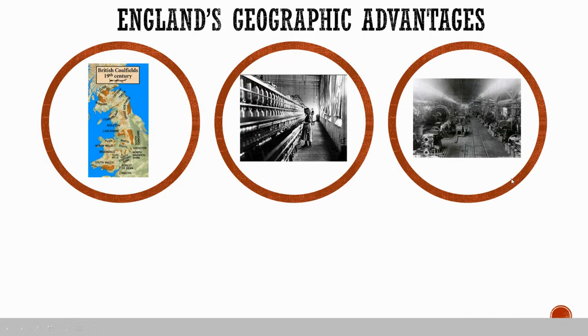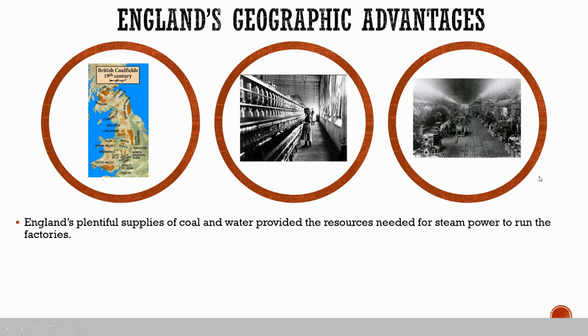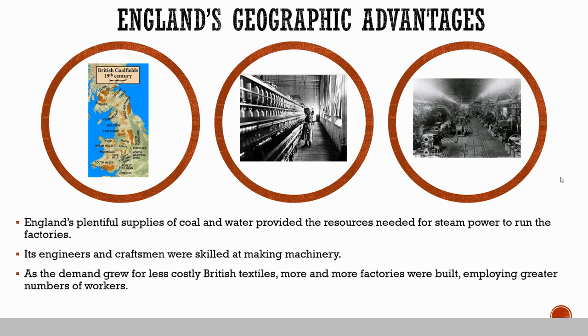So England's geographical advantages: it had plentiful supplies of coal and water. So this provided the resources needed for steam power to run the factories. Its engineers and craftsmen were skilled at making machines, so they invented a lot of different things. And as demand grew for less costly British textiles, more and more factories were built, employing greater numbers of workers.